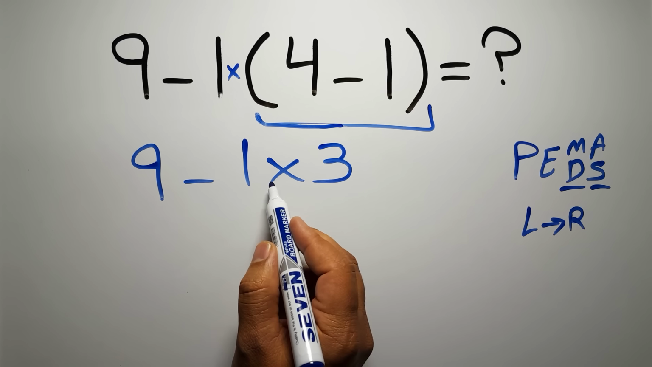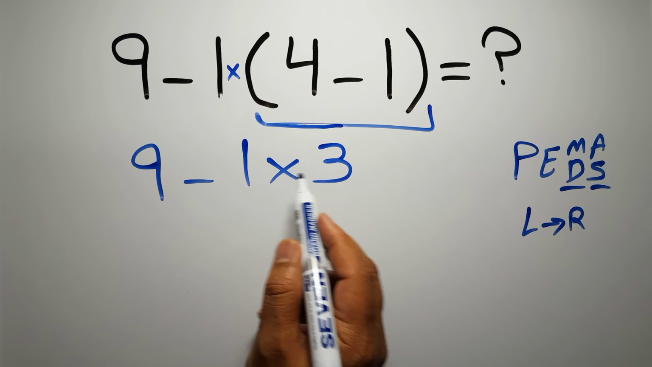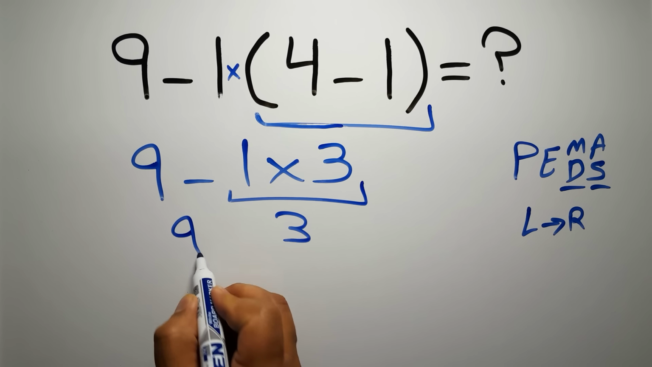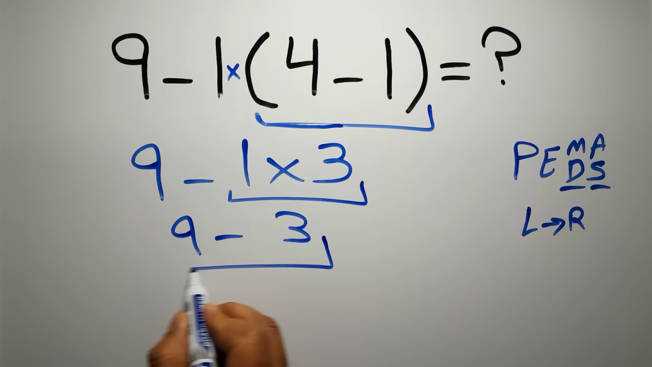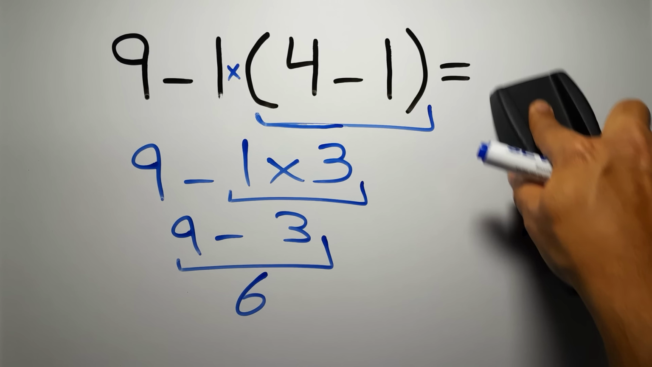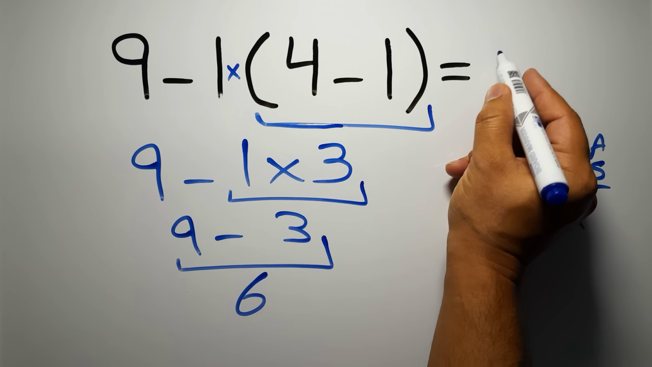So here first we have to do this multiplication. 1 times 3 is just 3. So 9 minus 3, which equals 6. And this is our final answer to this problem. The correct answer is 6.